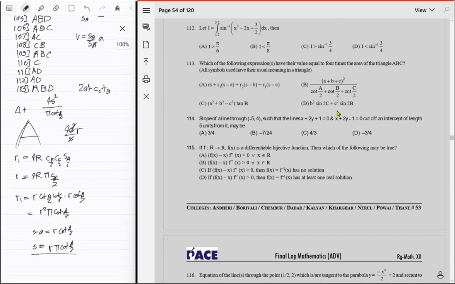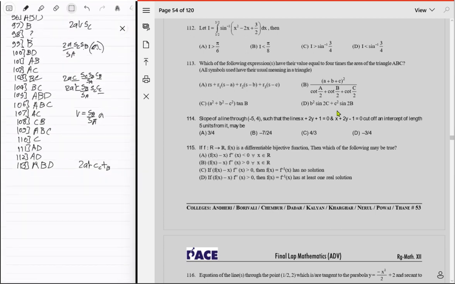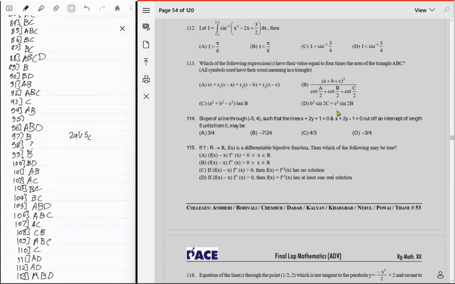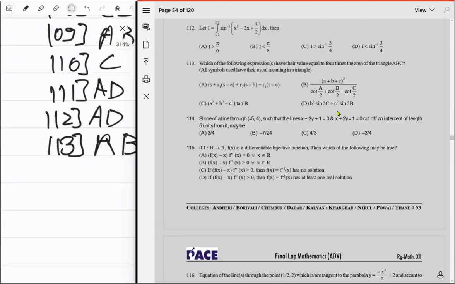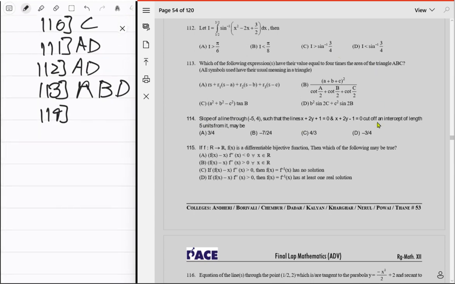Next question, 114. And 4 is slope of a line through negative 5, 4 such that these two lines cut off an intercept of length 5 units from it maybe. A certain point दिया है, ये जो दो lines है, they cut off an intercept of length 5 units from it.